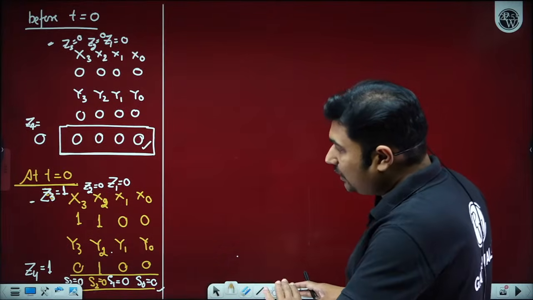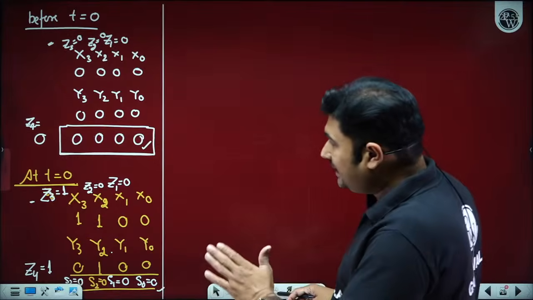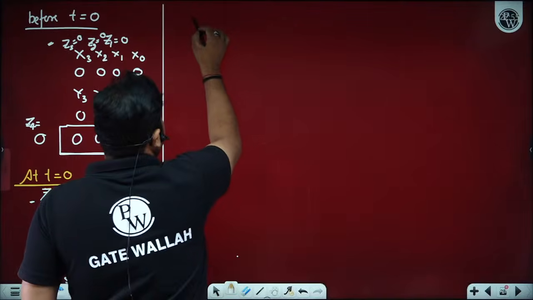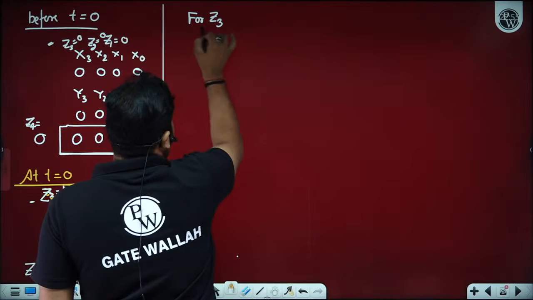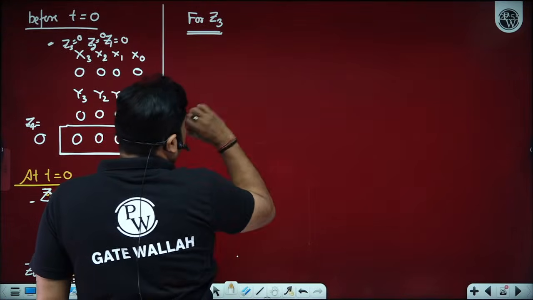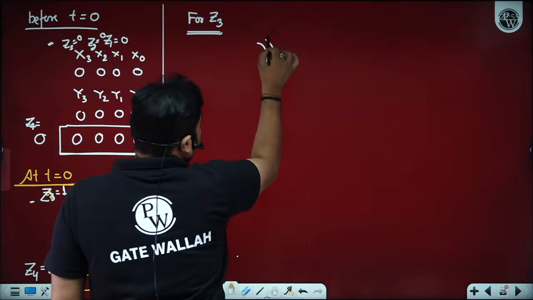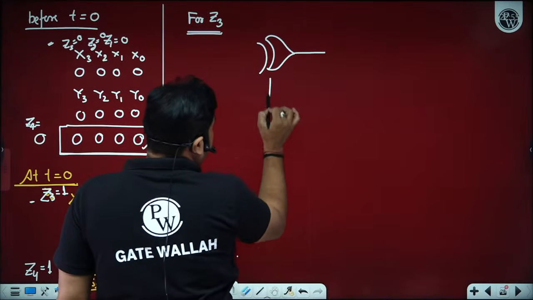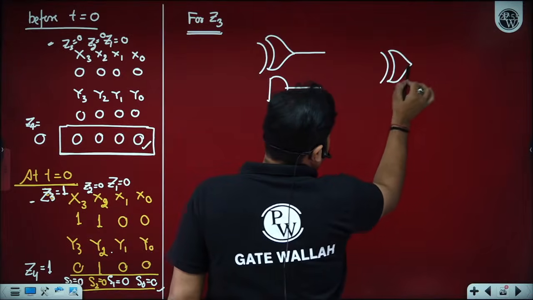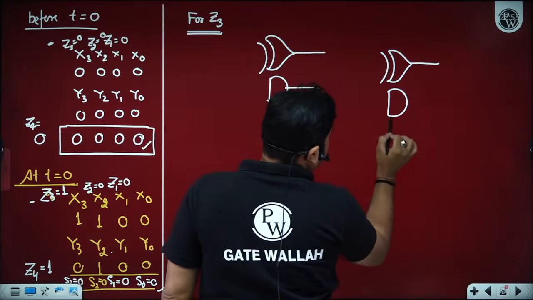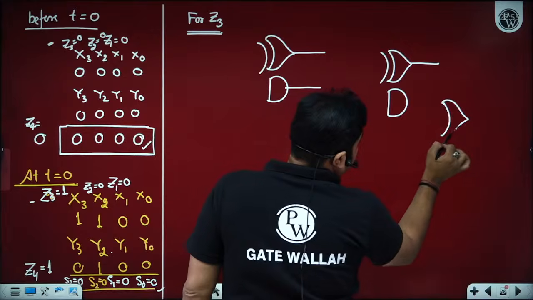We will talk about S3 and Z3. So let us first discuss Z3. If we talk about Z3, then actually we have used 2 XOR gates, that is 2 half adders, and 1 OR gate. Is it okay? Yes, sir.